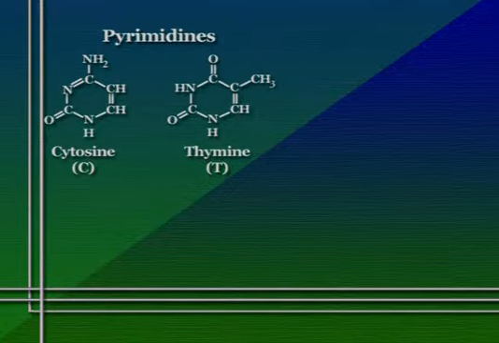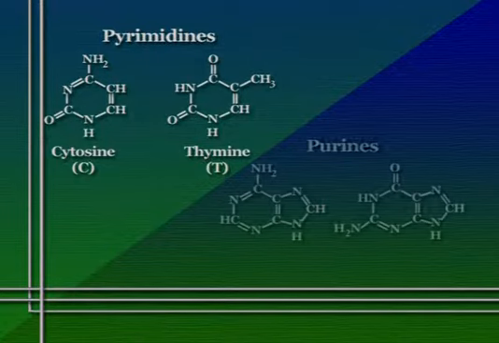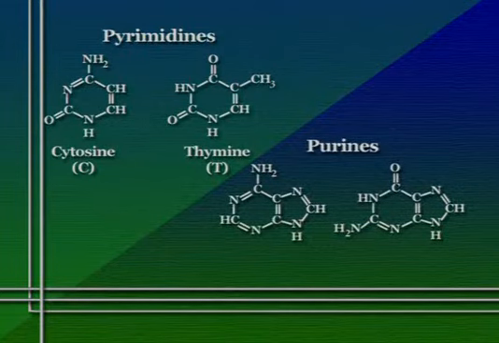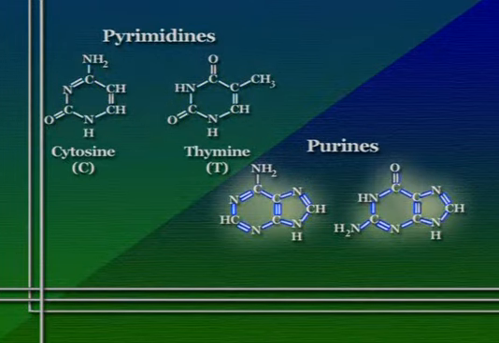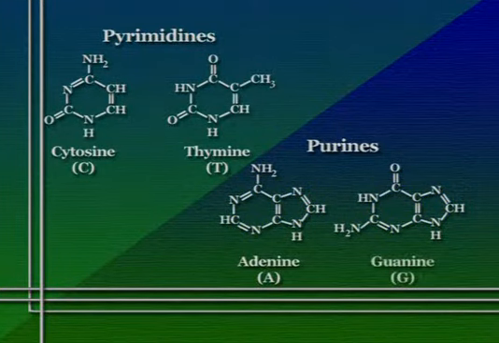The second kind of nitrogenous base are called purines, and these are bigger. And that's the point. They're a different size because they're actually composed of 2 rings. In addition to this 6-element ring that the pyrimidines are made of, there's an additional 5-element ring that's attached on the side. And there are 2 kinds of purines, adenine and guanine.